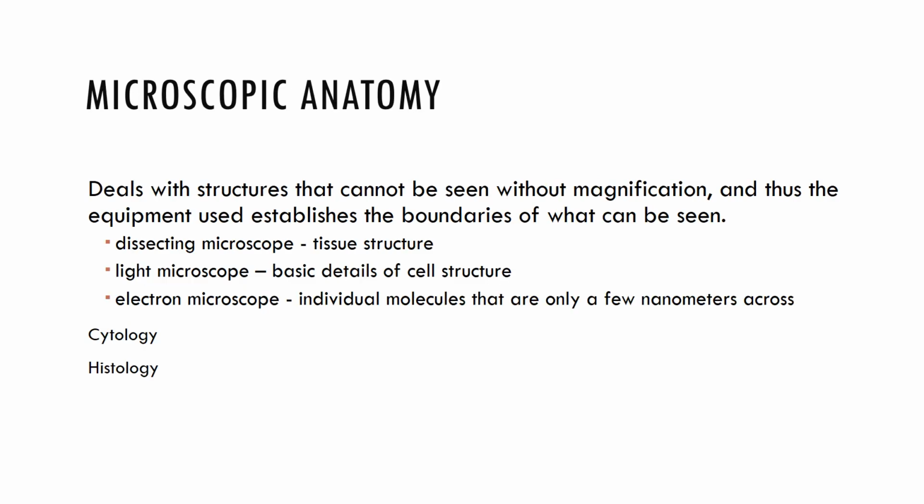Microscopic anatomy, again, micro means small, so we're concerned here with structures that are too small to be seen with the naked eye. Now there's different types of microscopes that we can use to study these structures. Again, in our lab, we will be using the compound light microscope, but there's dissecting microscopes that you may use in other courses, and the electron microscope, which allows us to see even further detail.